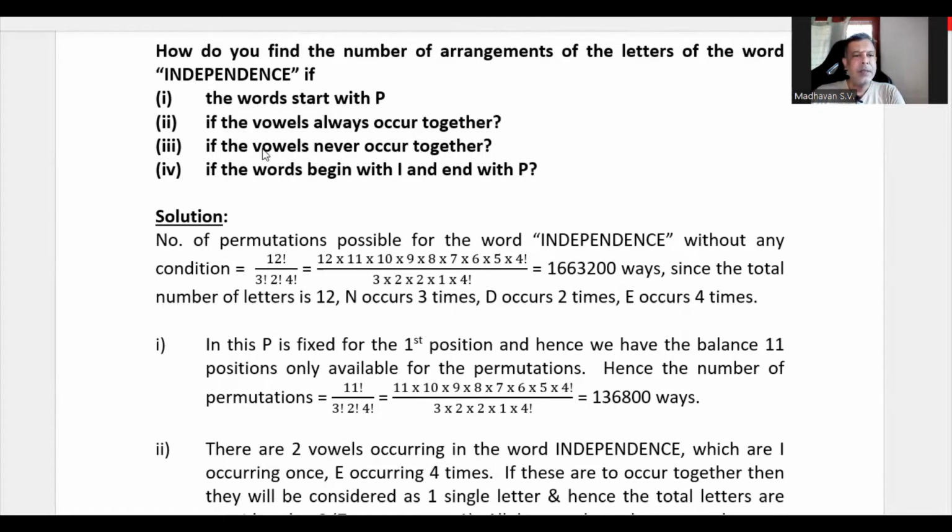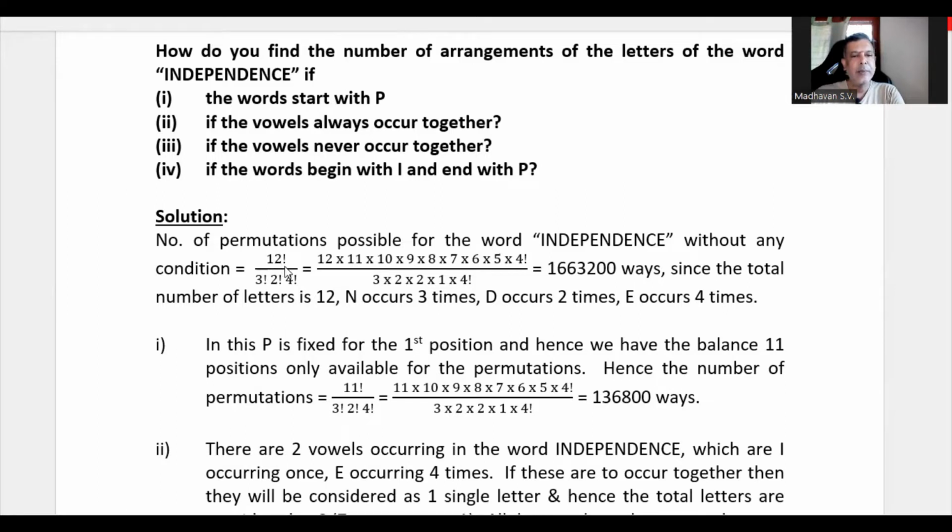Now, these are all certain conditions, the first to the fourth, whatever is given. If there are no conditions, we'll first find the number of permutations possible for the word "independence" without any condition. This word has 12 letters, so 12 factorial will come in the numerator.